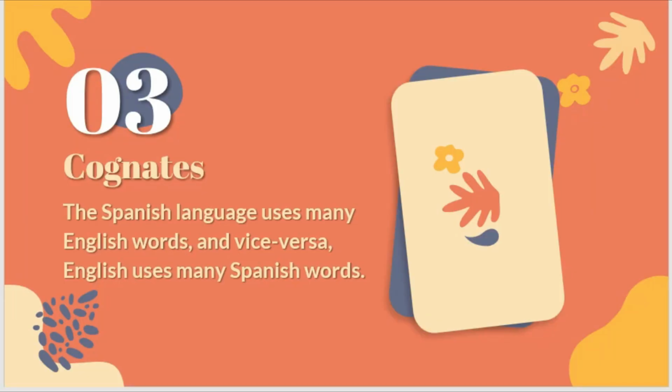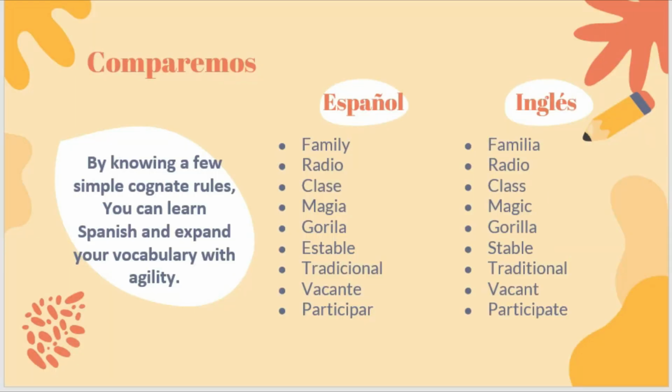Cognates. The Spanish language uses many English words and vice versa, English uses many Spanish words. Let's comparemos. By knowing a few simple cognate rules, you can learn Spanish and expand your vocabulary with agility. So we have a list of words here in Español, and another list of words here in English. I'm going to say the words in Spanish, but you can say the words in English.